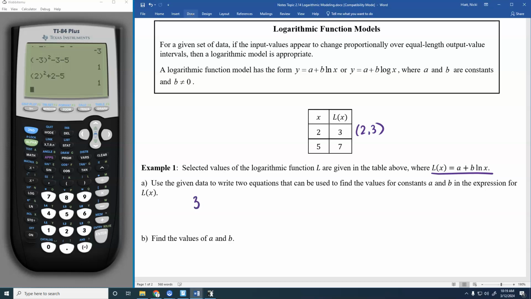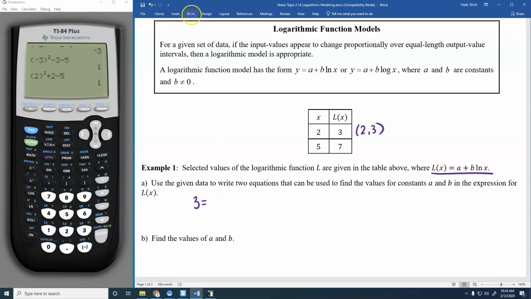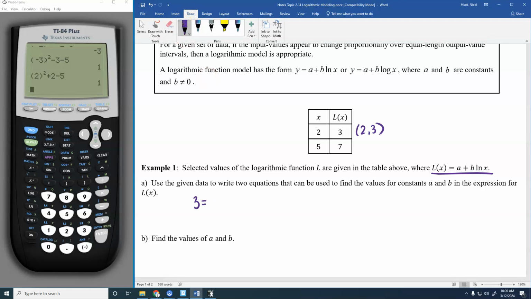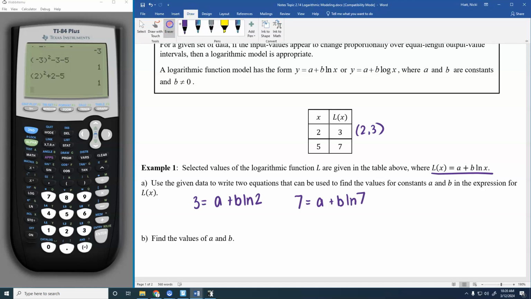We'd have 3 equals a plus b natural log of 2. And the second would be 5 equals a plus b natural log of 7. No, 7 equals a plus b natural log of 5. Sorry, I'm getting mixed up on all my numbers here.